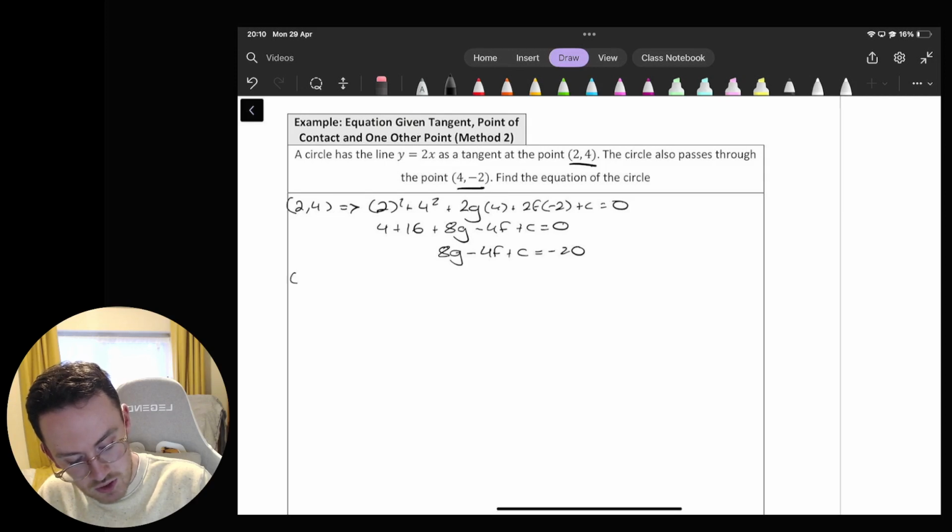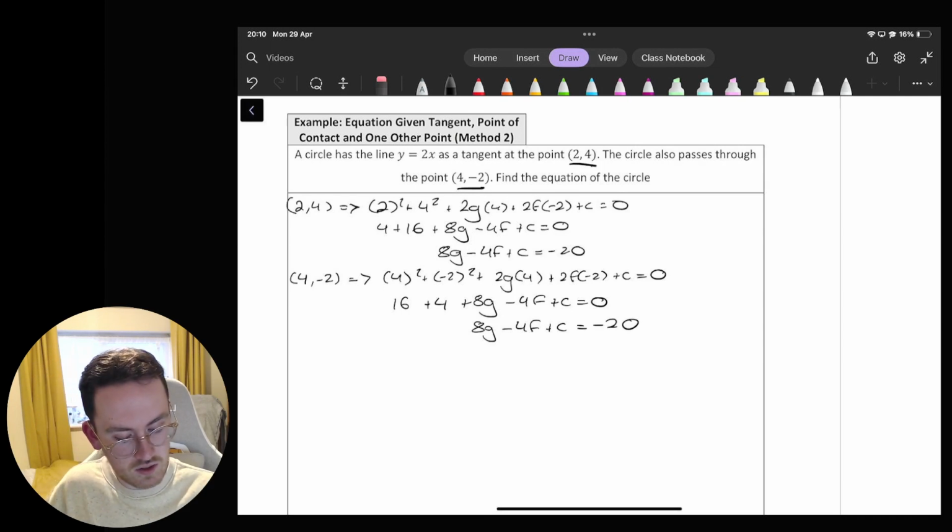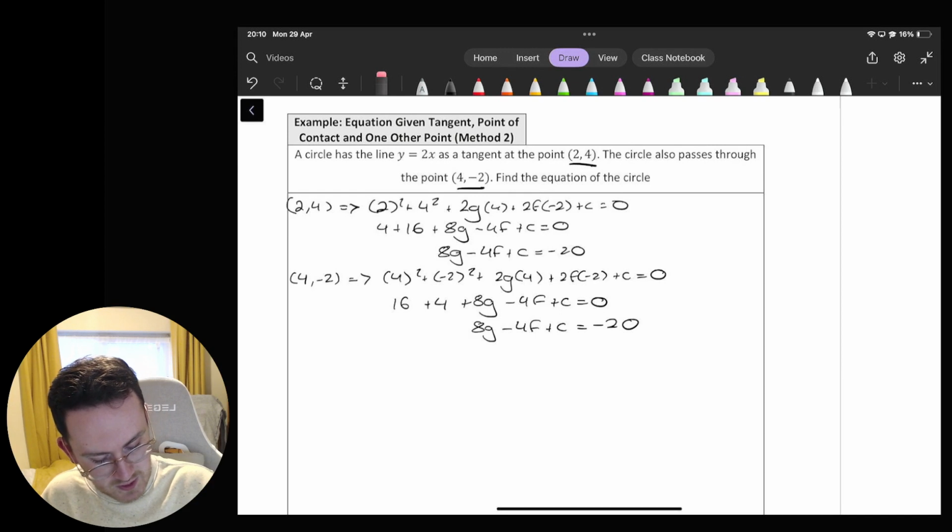The second point we need, 4, minus 2, is 4 squared plus minus 2 squared plus 2g times 4 plus 2f times minus 2 plus c equals 0. 16 plus 4 plus 8g minus 4f plus c equals 0. 8g minus 4f plus c equals minus 20 also. Okay, so now I've done something wrong there. I feel something has gone off. Oh, I've swapped my points here accidentally. That makes sense.